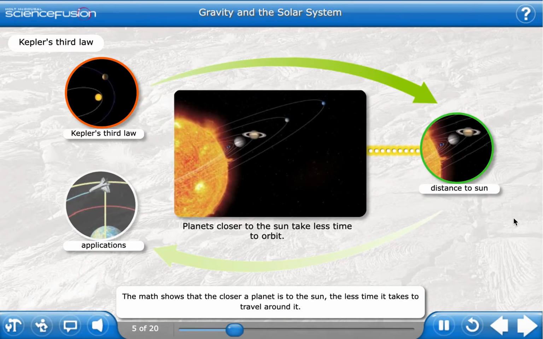The math shows that the closer a planet is to the sun, the less time it takes to travel around it. In addition, if you have one piece of this mathematical puzzle, you can figure out the other. Kepler's law made it possible to calculate and predict behavior of orbiting bodies.